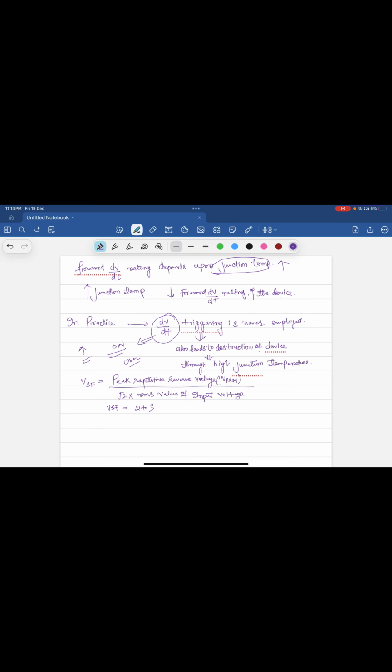The forward dV by dt rating depends upon the junction temperature. As there is an increase in the junction temperature, the forward dV by dt rating of the device decreases.